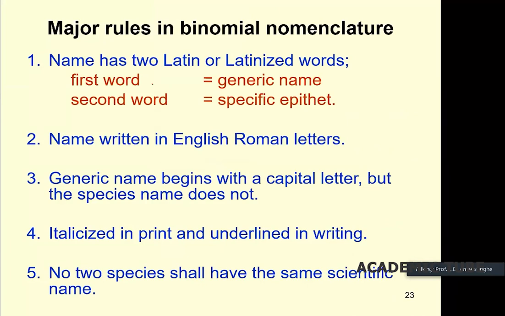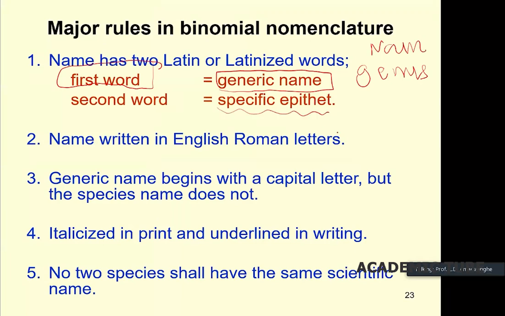And the first word, therefore, we refer to as the generic name or genus. The word begins with a capital letter and it is a noun. And the second word is the specific epithet. It is like an adjective explanation of the first one. And the second word we refer to as its species.